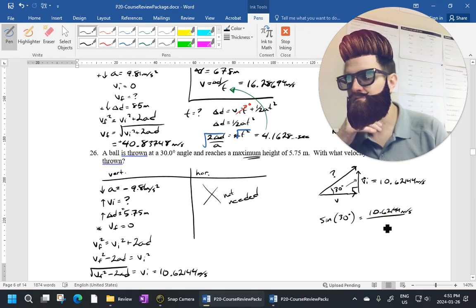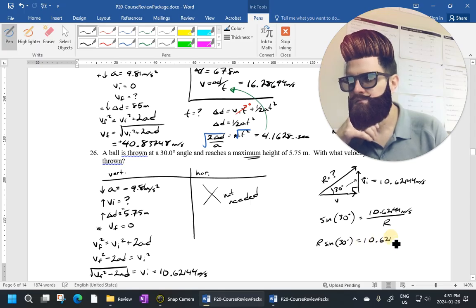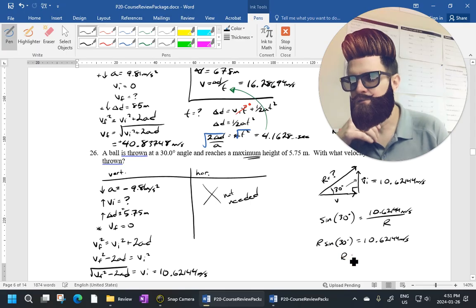We're trying to find the hypotenuse. I'm just going to call it the resultant here. That's what we're looking for. Okay, so we had to rearrange this equation. We're going to times the r up to the other side, and then we're going to divide the sine 30 down.